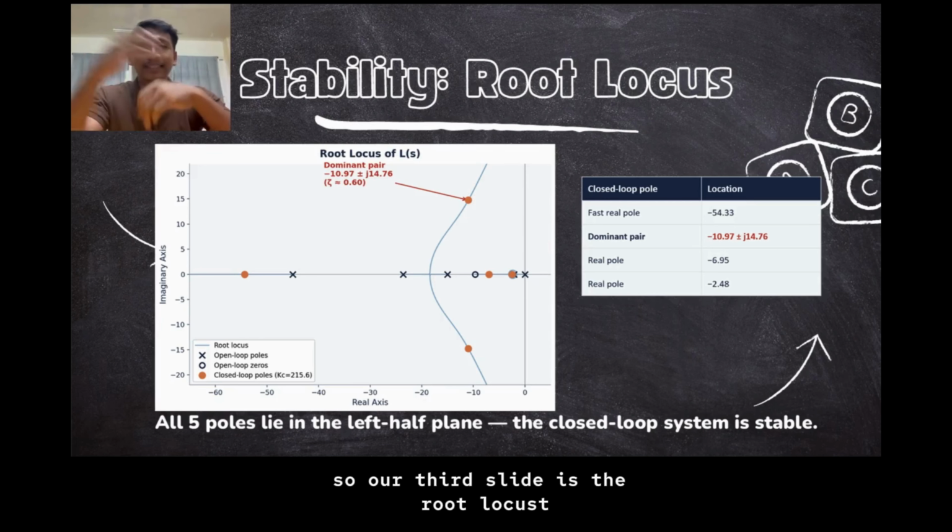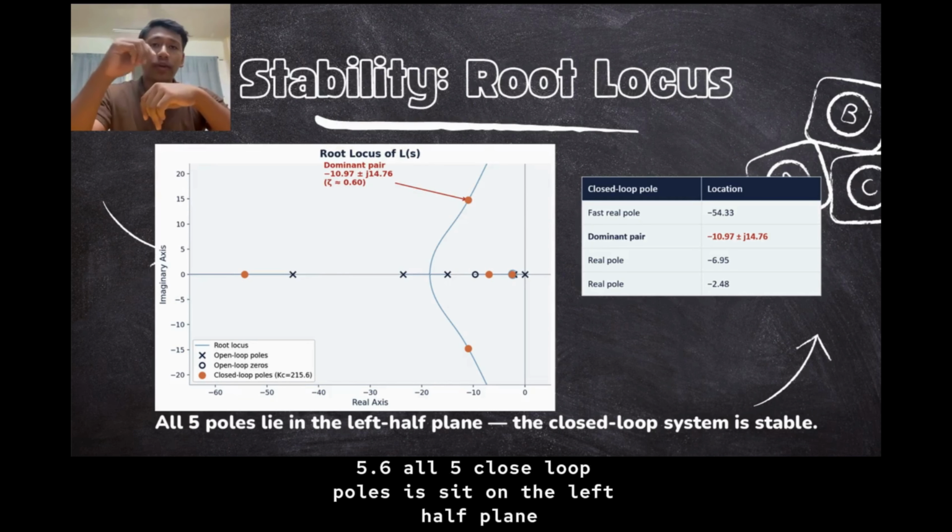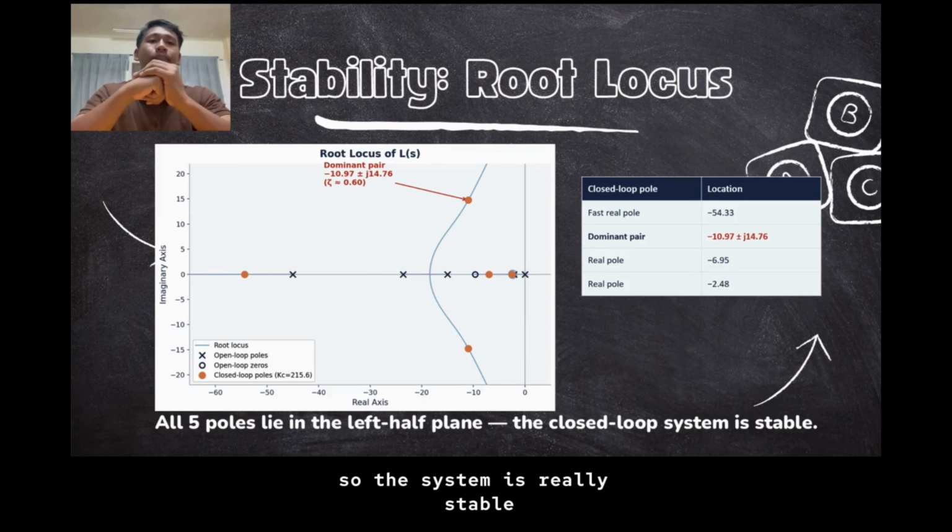Our third slide, the root locus, confirms stability. At our design gain of 215.6, all five closed loop poles sit in the left half plane. So the system is really stable.